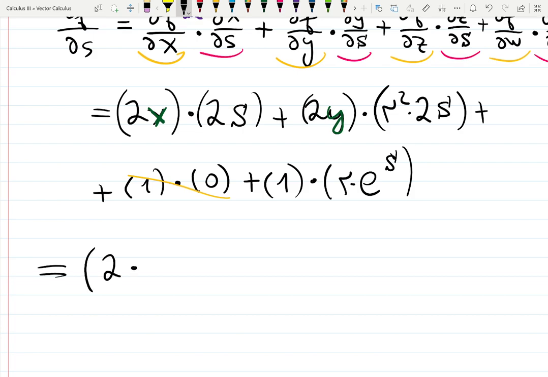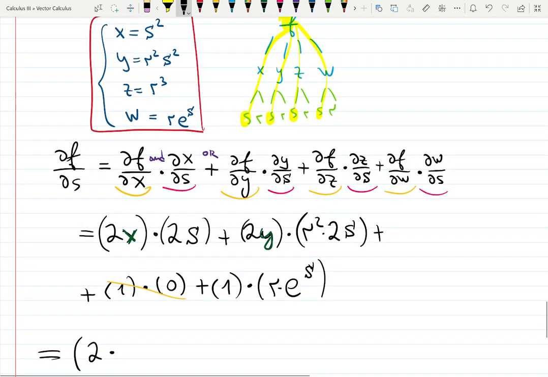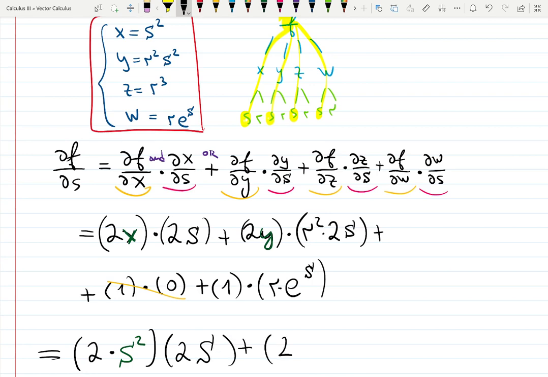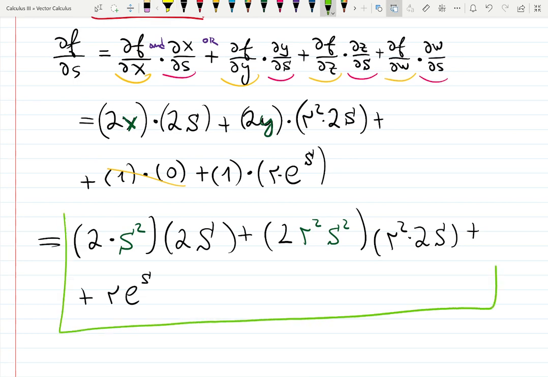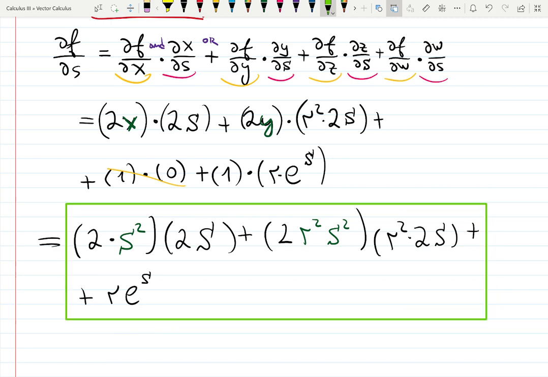So let's change x back to s squared, times 2s plus, let's change back y to be r squared s squared, r squared times 2s plus, nothing to change here, and it's actually 0, and nothing to change at the end, it's r e to the s. And this is the simplified version, and we have the answer in terms of r and s. So this is in terms of r and s. That's the idea. Thank you.